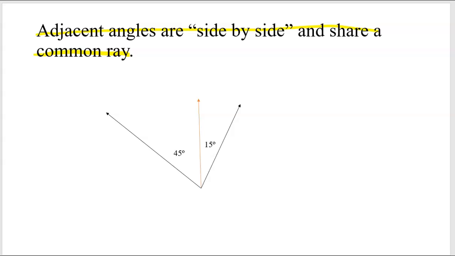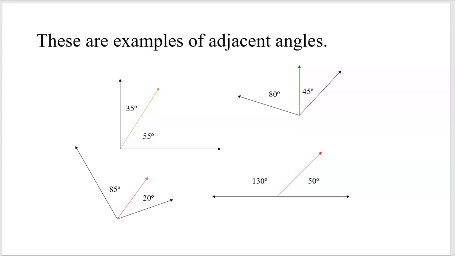Now, here are some examples of more adjacent angles. You don't need to copy them down unless you want to. So notice that 35 and 55, those are my 2 angles. They share a common ray. 85 and 20, we see that purple as our ray. 130 and 150, again, common ray. So they are right next to each other.